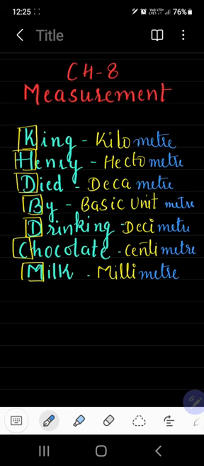So what do you have to learn in the trick? First you will learn the sentence. And what is the sentence? The sentence is King Henry died by drinking chocolate milk. As soon as you learn this sentence, you will learn the prefixes. Every letter of these words has a meaning. K stands for kilo, H stands for hecto, D stands for deca, B stands for basic unit, D stands for deci, C stands for centi and M stands for milli.